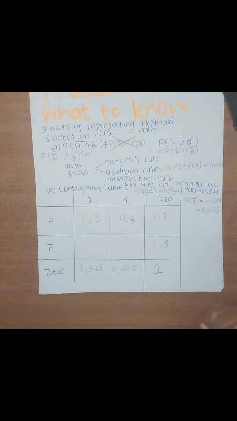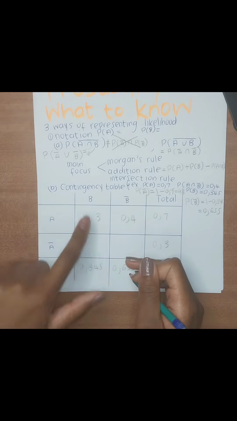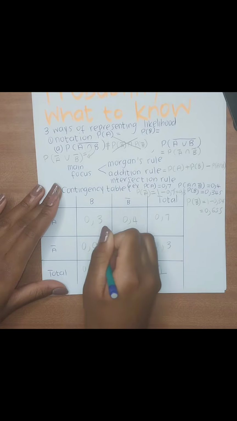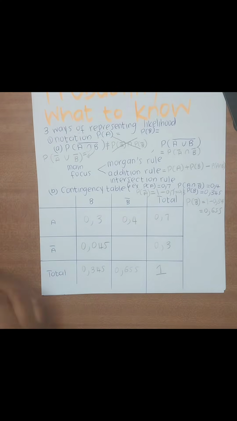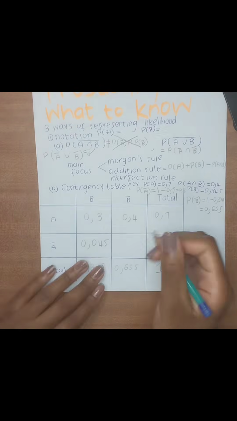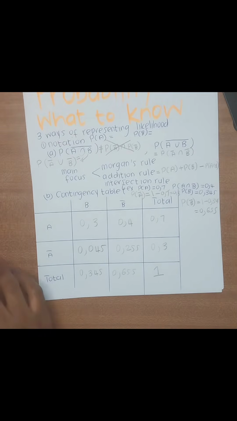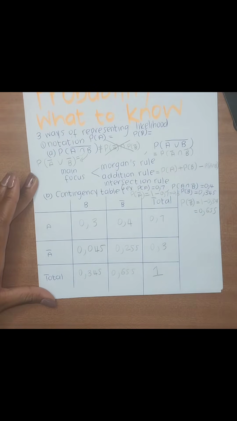What else? Now I have this. To get this, I added this and this, so how do I get this? It's this subtracting this. So 0.345 less 0.3 is 0.045. Now I have two things, so I can work what's inside either way. It's going to be 0.3 less this, which is going to be 0.255. So that is how you draw the contingency table. Do you guys get it? Hope you do. So how do you interpret the contingency table?